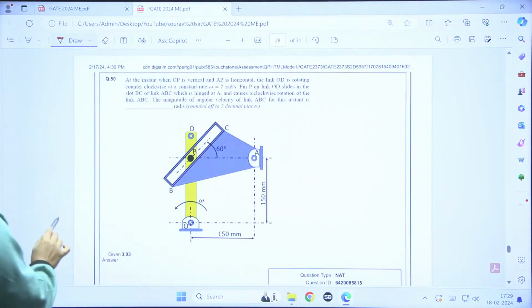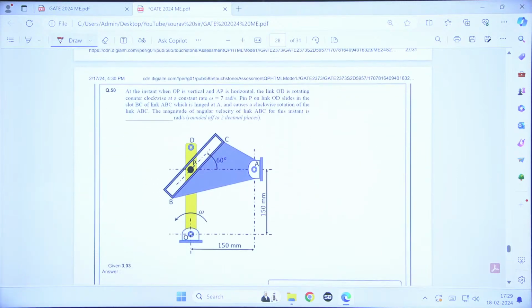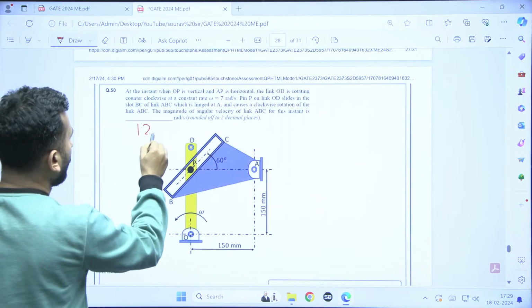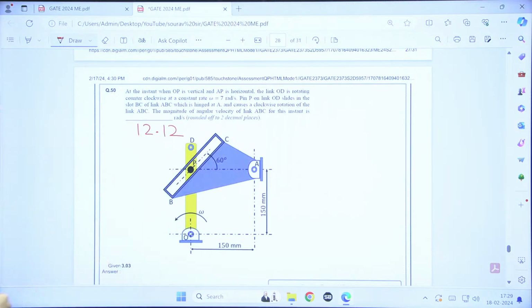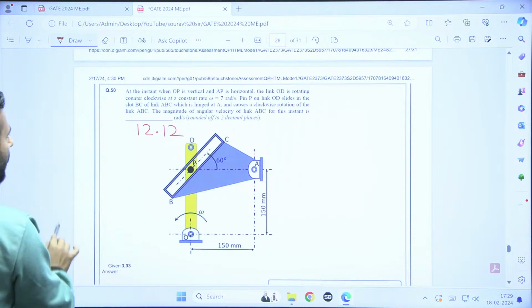So question 50, the 49 is done, right? Yes, 49 is done. So the answer for 50 will be 12.12 radian per second. The most appropriate answer will be 12.12 radian per second.